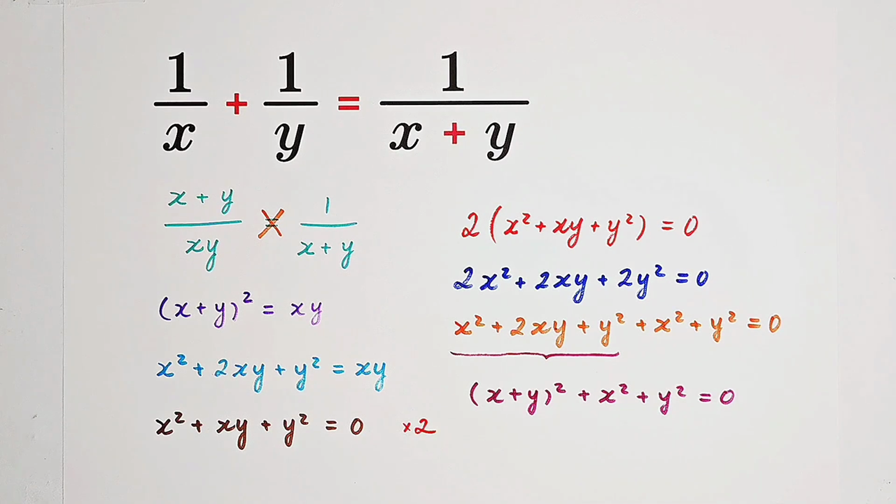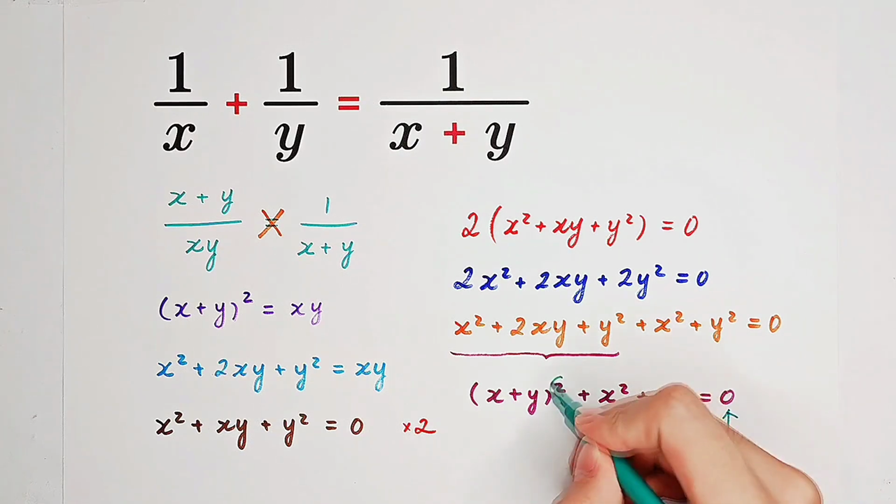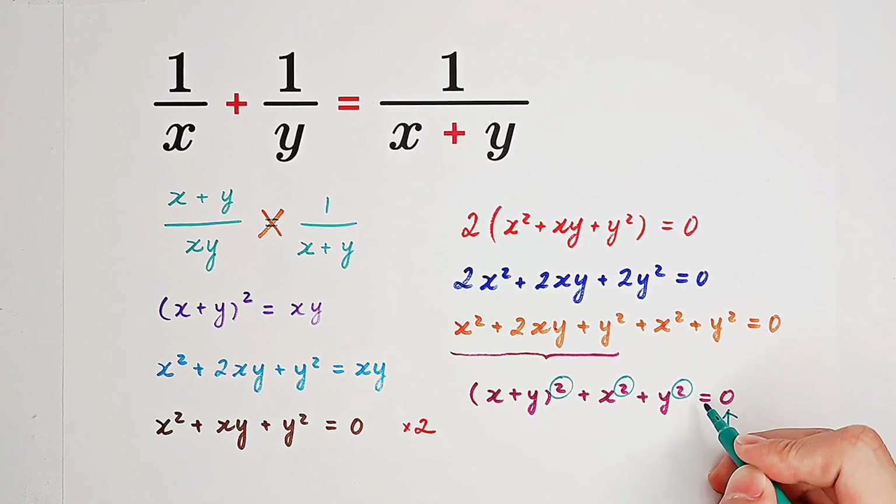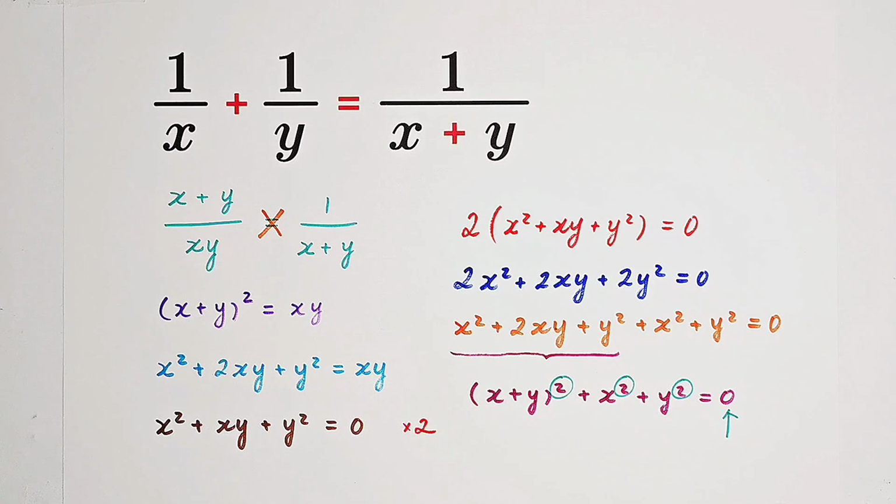So now you can see the right-hand side is 0, and the left-hand side has 3 perfect squares. Because we know that perfect squares are always non-negative, these 3 perfect squares have to be non-negative simultaneously. So x plus y squared is non-negative, x squared is non-negative, y squared is non-negative. However, their sum is 0.